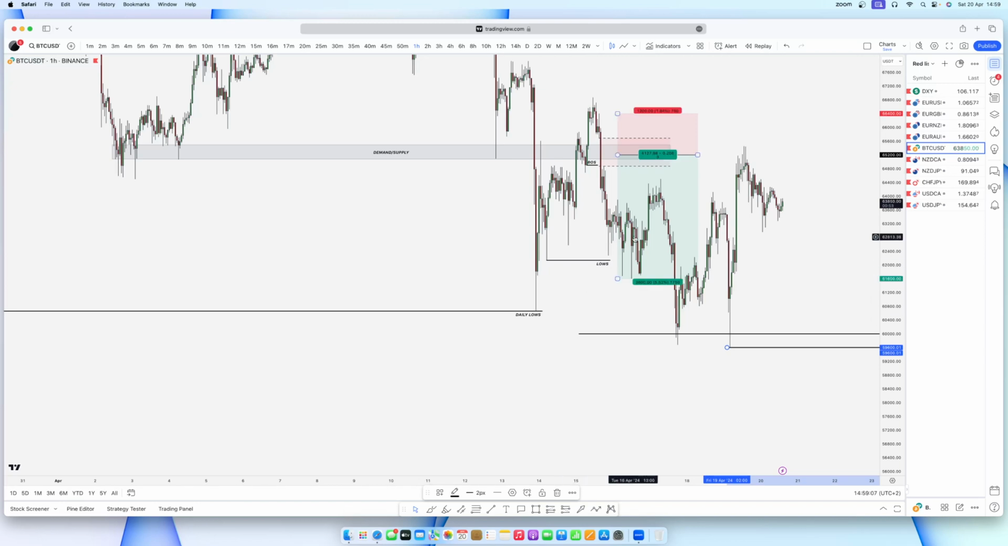The institutions took out this liquidity and then went up, came down, went up. Even when it broke this structure, I was still of the opinion that this was going to sell down because of the liquidity, and I still had my sell limits. Even after this liquidity had been taken out, I still had my sell limits until finally price just went straight for the liquidity.